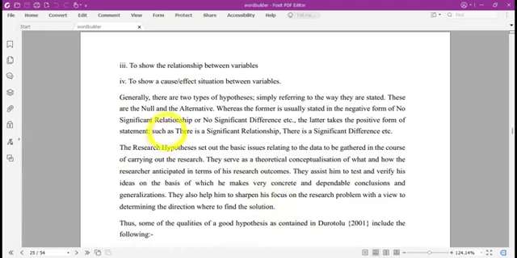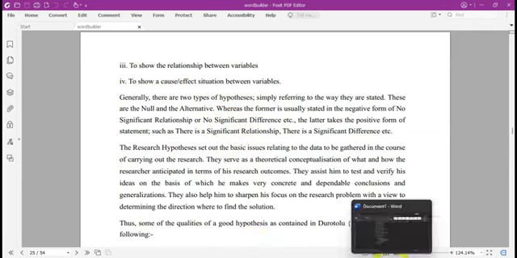We have the null and the alternative. Whereas the former is usually stated in the negative form of no significant relationship or no significant difference, the latter takes the positive form of statements such as there is a significant relationship, there is a significant difference. The null takes the negative form and the alternative takes the positive form.